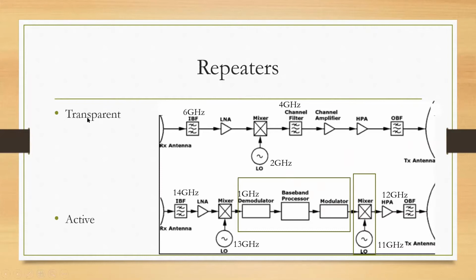Now, these repeaters are of two types, I told you. One is transparent and the other is active. Transparent does only two important functions: frequency conversion and amplification. But an active repeater, the transponder, not only converts the frequency to a downlink frequency and amplifies, but also does the 3R operation, that is baseband processing, by first demodulating it, doing the processing, again modulating it, converting it to the downlink frequency and sending it.